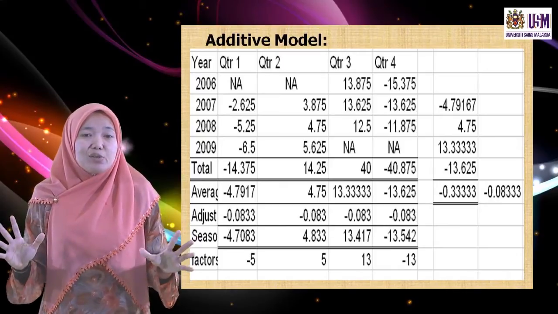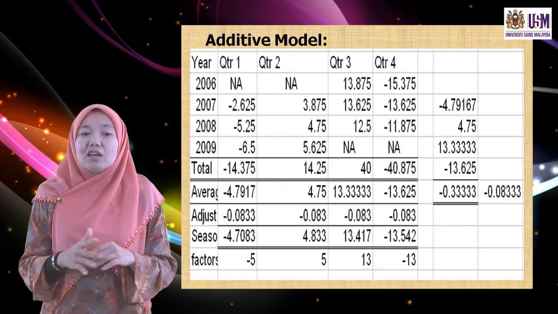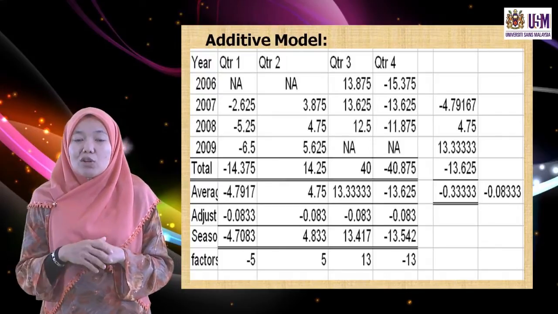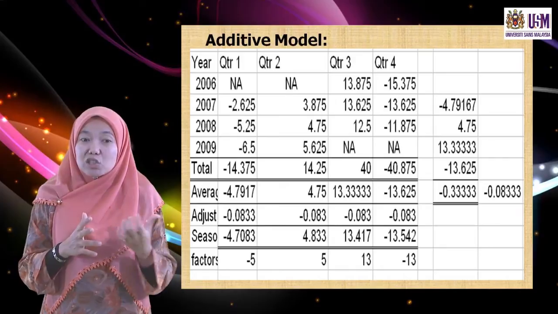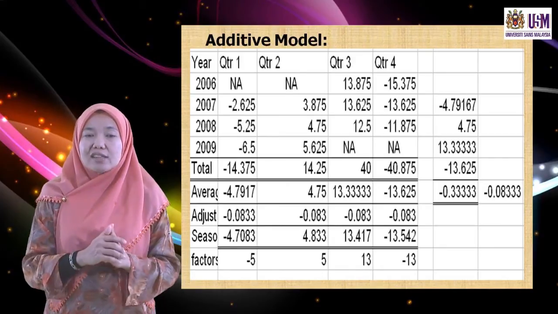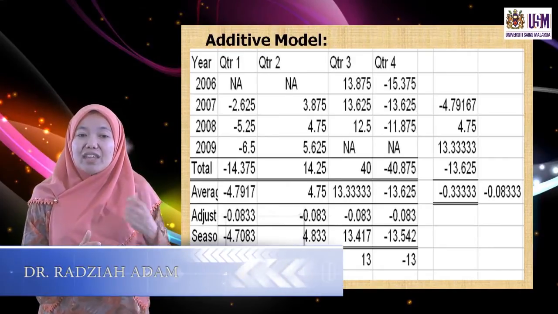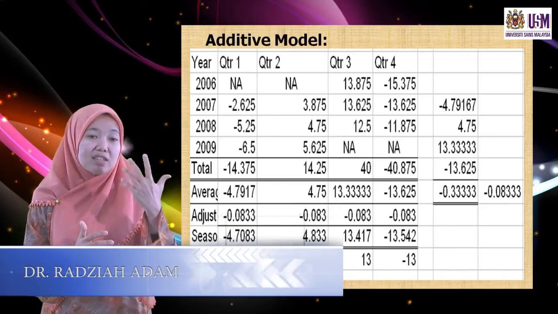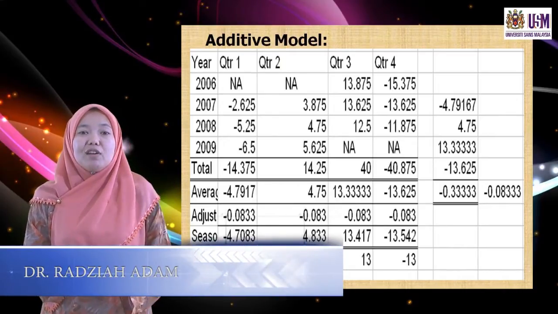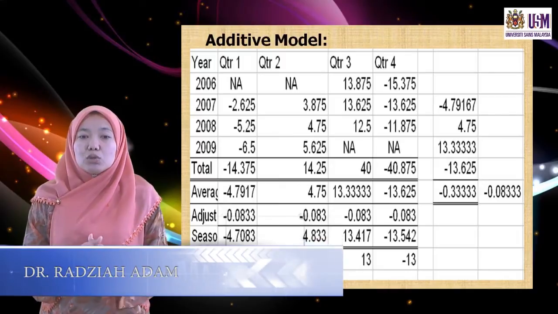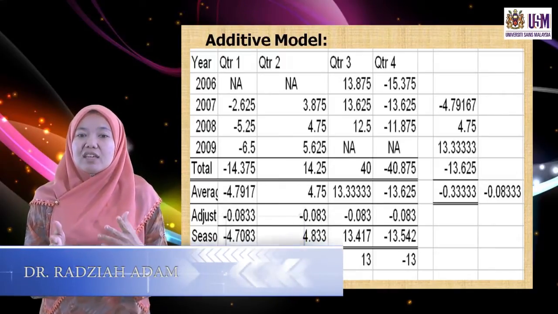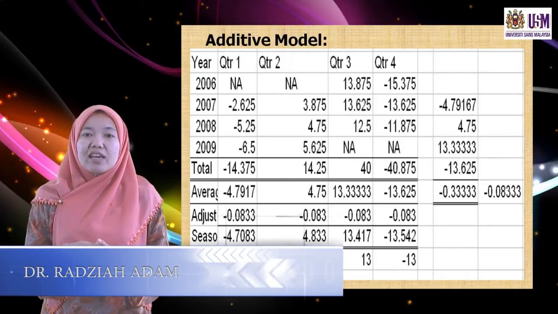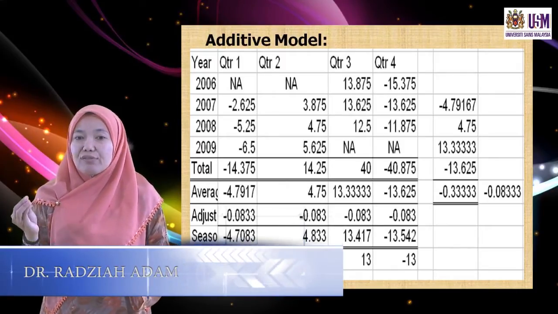And finally, after you did that, to make sure that it equals to zero, then only you round up your figure, your seasonal component. So the first quarter seasonal factor, instead of negative 4.7, now you can say it's negative 5. And then for quarter 2, it's a positive 5. And then quarter 3 is 13, and quarter 4 is negative 13.